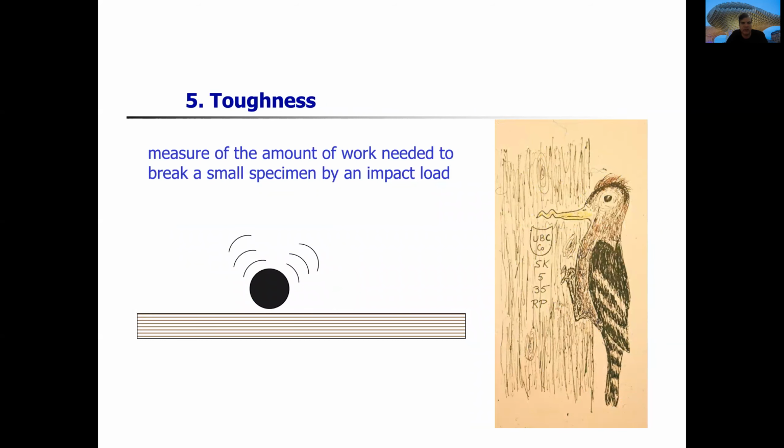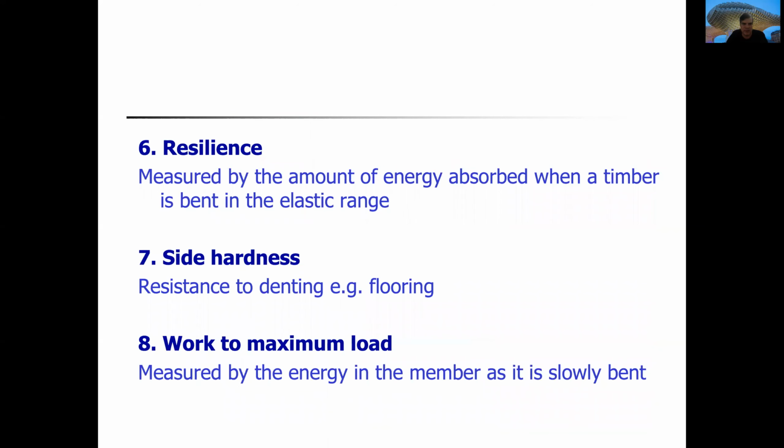Toughness is related with the work that is needed to break a small specimen of wood when we have an impact load. And that is important when we are putting in nails or elements that join two pieces together. We have resilience, that is about energy, when the timber bends in an elastic range. Side hardness is important for flooring. When we have a good floor, it needs to be hard. If not, we have denting. And work to maximum load, that is the energy that the material has related with a bend that is very slow.